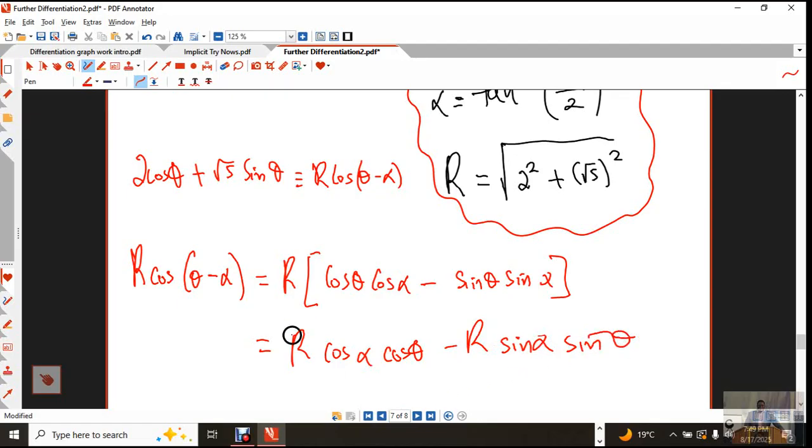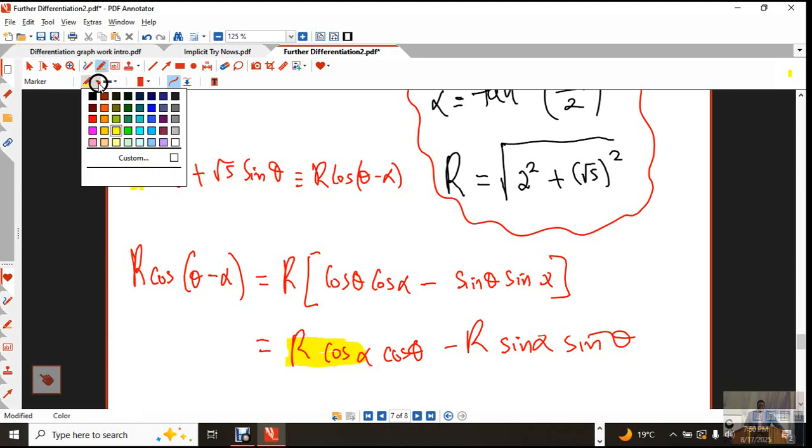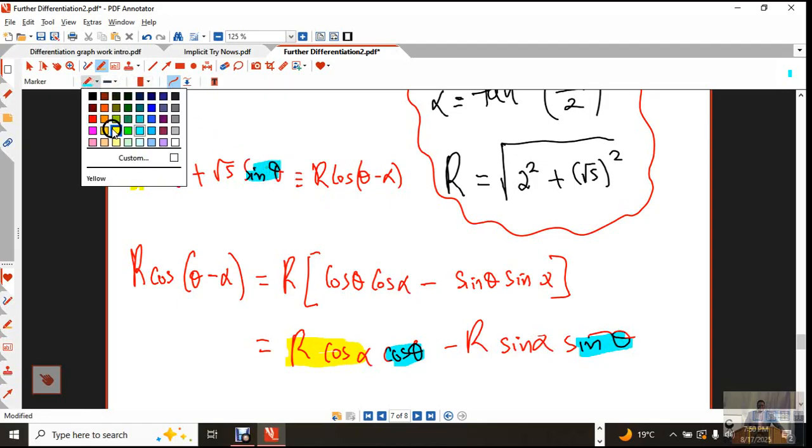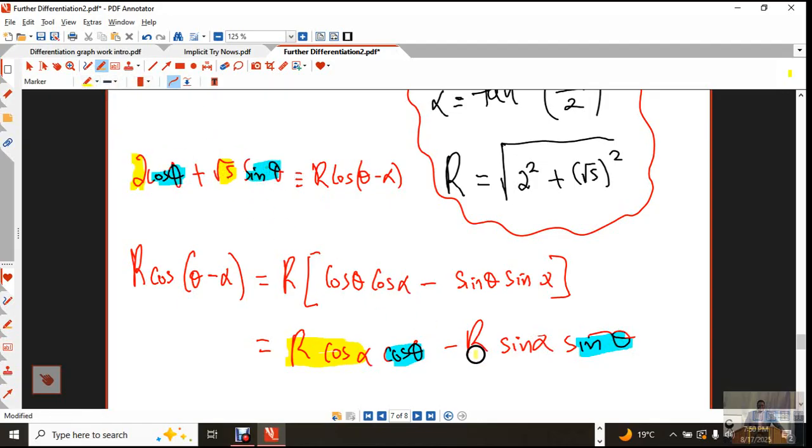Sine theta. Now, again, from my previous example where I said we are going to compare the coefficients, that means we can compare the coefficients of r cos alpha, this whole one, with the coefficient of whatever is in front of cos theta. So here, that is going to equal 2. So imagine this is the coefficient of cos theta, and this is the coefficient of sine theta. Comparing the coefficients, the ones in yellow, I'm going to take root 5 and let that equal that in order for us to find the missing values.